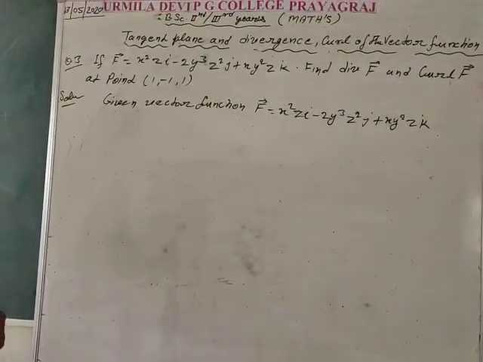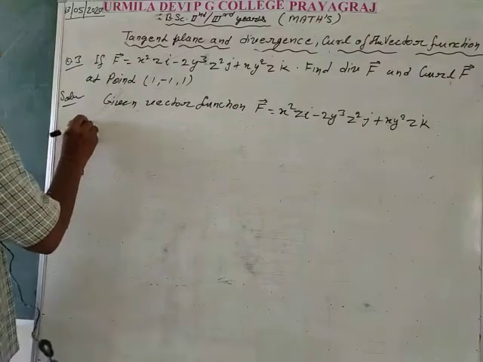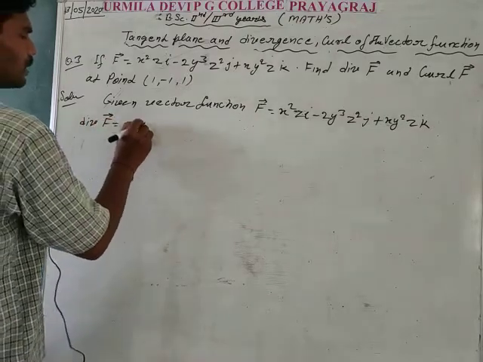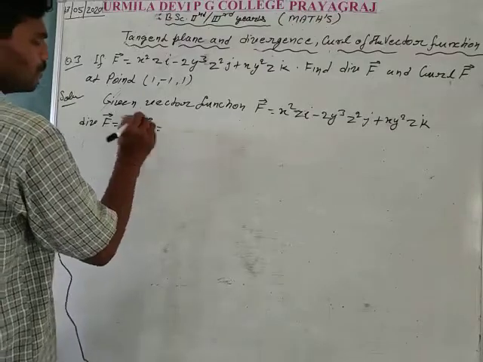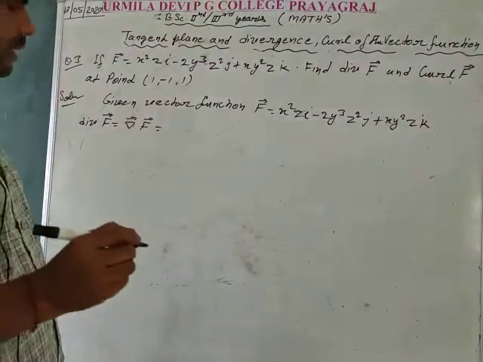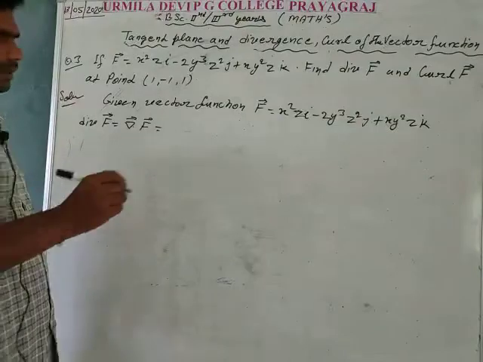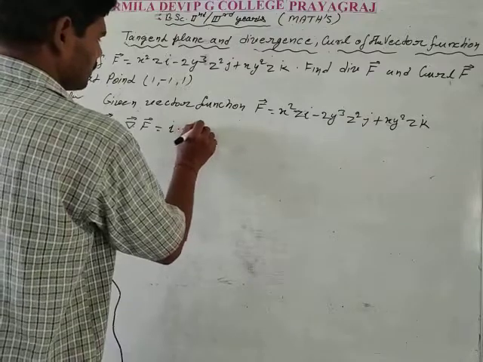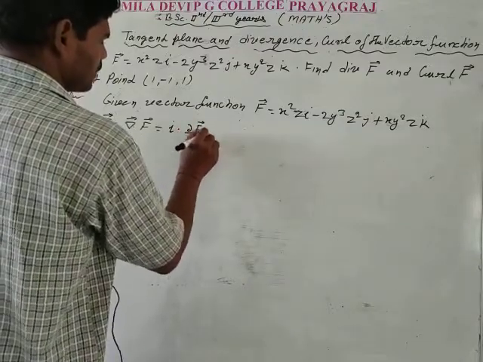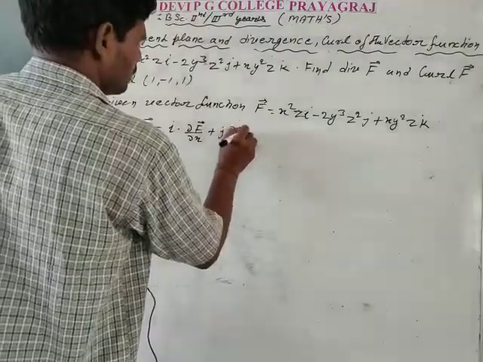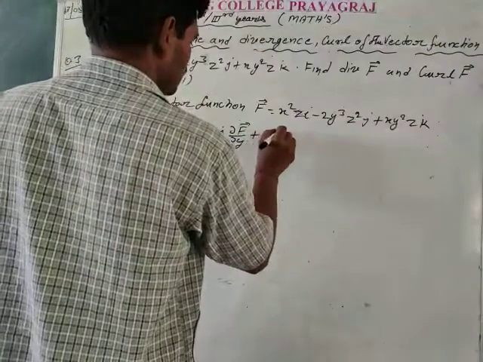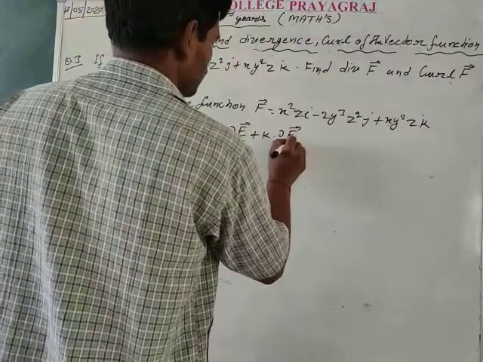First calculate the divergence of function f. The divergence of function f is equal to del dot vector f. Applying directly the formula of divergence of any vector point function, which is i dot del f by del x plus j dot del f by del y plus k dot del f by del z.